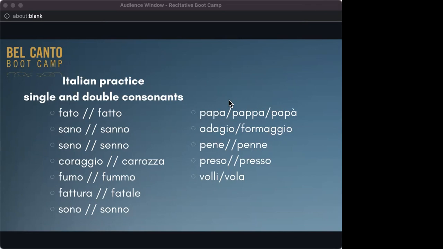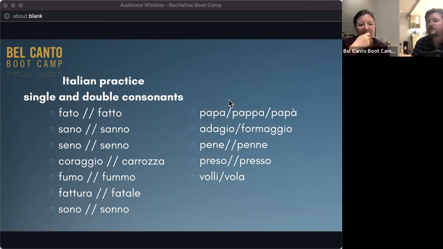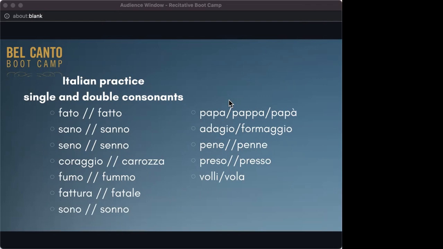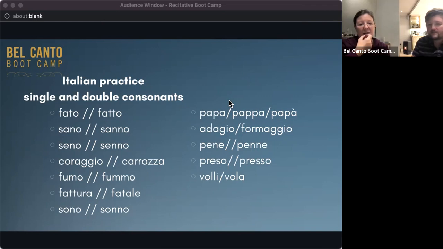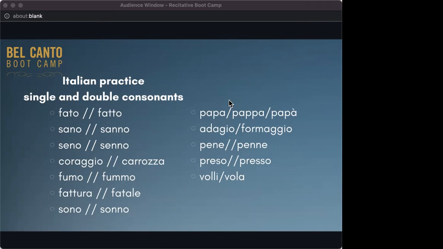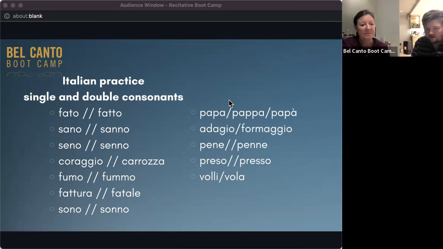Good. Now next line. Braden again. Seno. Senno. Good. If your tongue moves at all in the vowel, it's going to sound like a double N. Seno. Senno. Good. All right. Good. Who's next?